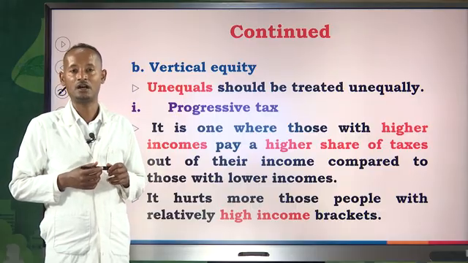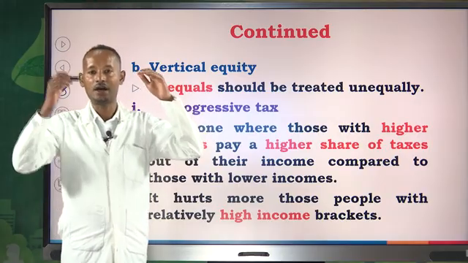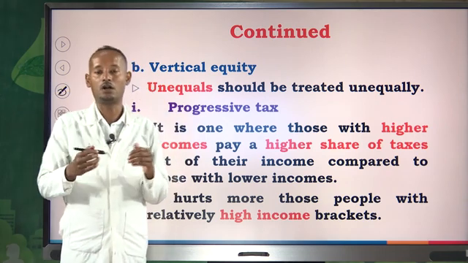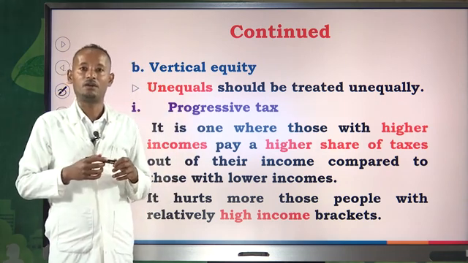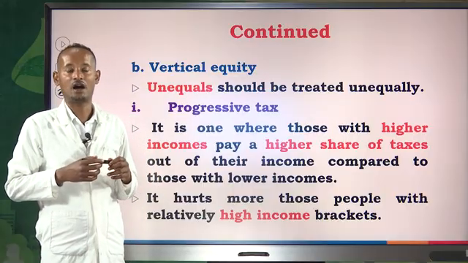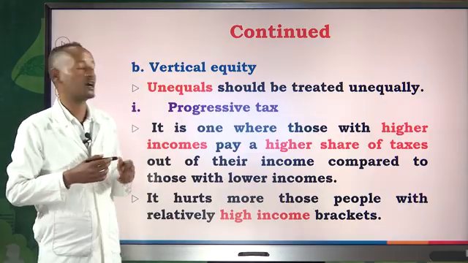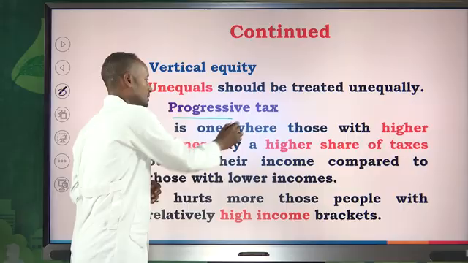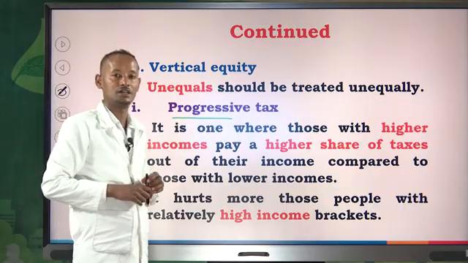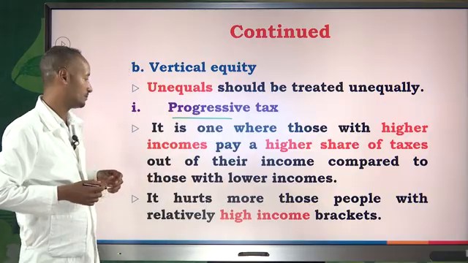According to the progressive tax, it imposes higher taxes on those individuals who earn higher income, and it imposes lower taxes on those individuals who earn lower income. So, the progressive tax structure often hurts those individuals with high income brackets. And the Ethiopian personal income tax structure is progressive, which imposes higher taxes on those individuals who earn higher income and lower taxes on those who earn lower income.